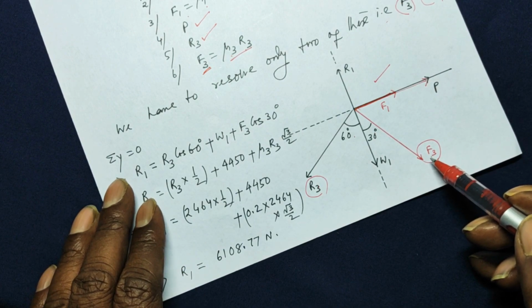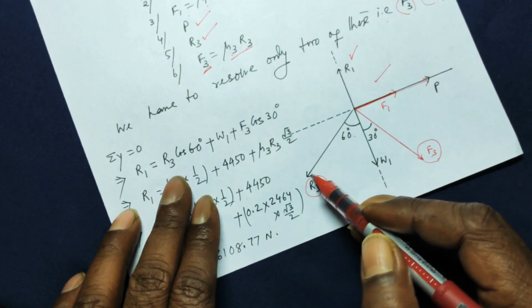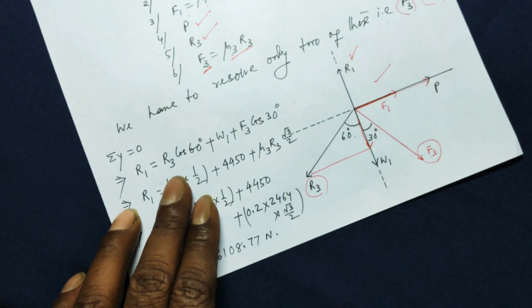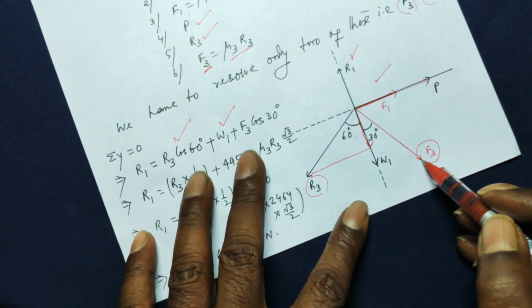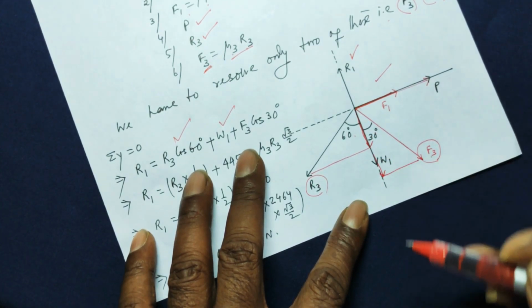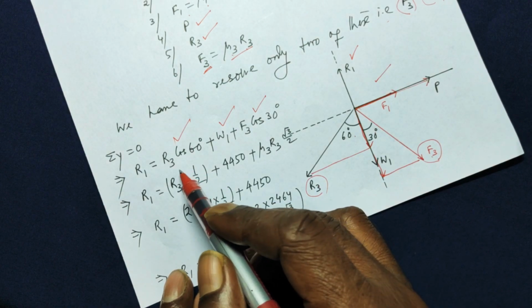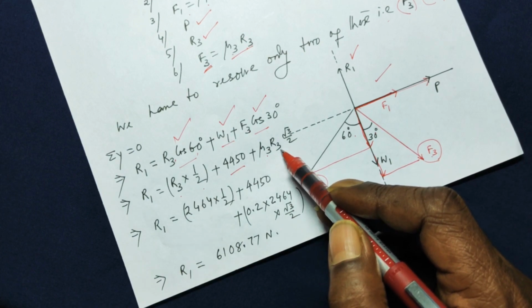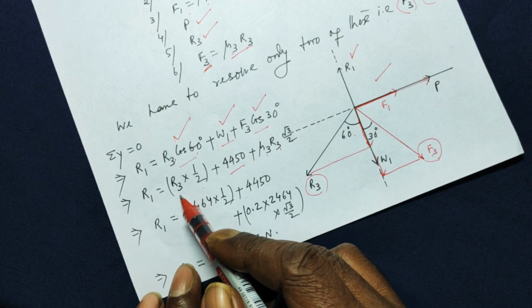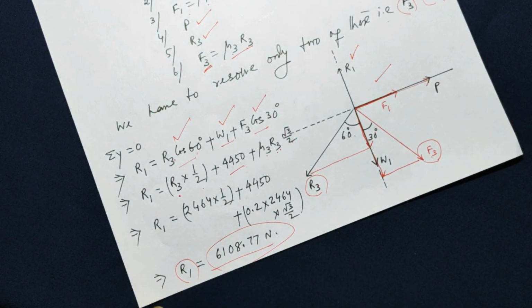If you apply sigma y is equal to 0, that is the sum of the forces along y-axis is 0, R1 is along positive y-axis. Now if you drop a perpendicular from this point to this point, it will be R3 times cos 60 along negative y-axis. W1 is also along negative y-axis. Then the component of F3 will be F3 times cos 30, that is also along negative y-axis. So R1 is balanced by these three forces: R3 cos 60, W1, and F3, which is mu3 times the normal reaction, times cos 30. If you put the value of R3 which you just calculated, then R1 comes out to be 6108.77 Newton.